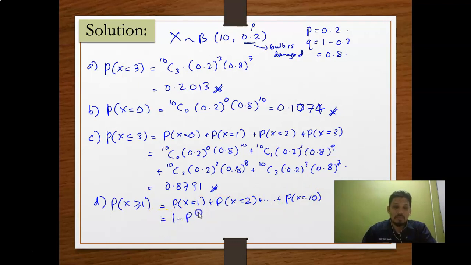It is 1 minus probability of X equal to 0. For this one, greater than or equal to 1, so including 1 here, it is 1 minus probability of X less than 1. So less than 1 is 0. So 1 minus probability of X equal to 0. We get it from here, 1 minus 0.1074 equal to 0.8926. Okay.